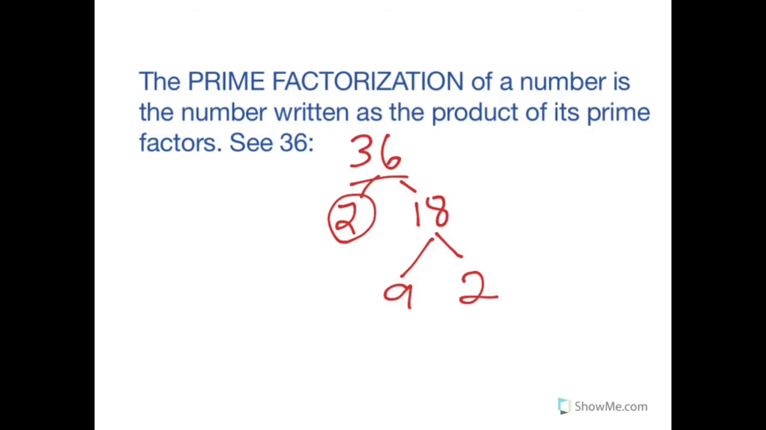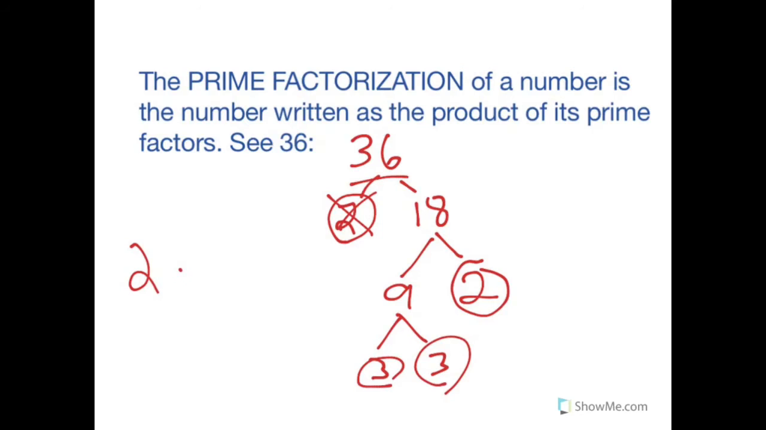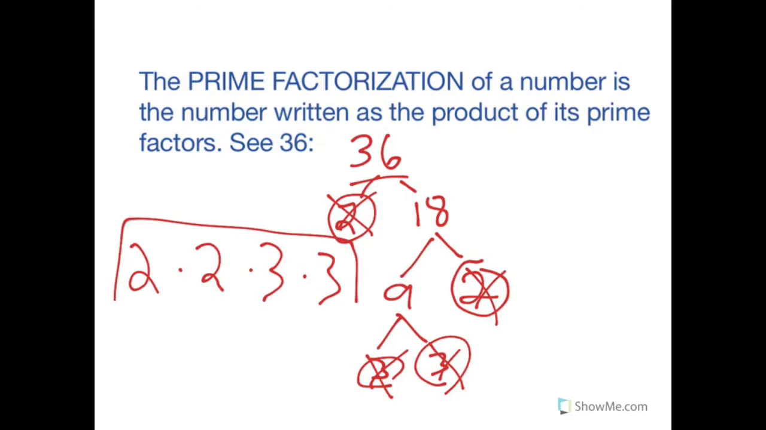Okay. 9 is not a prime number. I'm not going to circle it, but 2 is a prime number, so I'm going to circle that. And 9 I'm going to break down, and we know 3 times 3 is 9. 3 is a prime number, so I'm circling both of those. So again, 2 times 2 times 3 times 3. All the prime numbers in my factor tree. That is the prime factorization of 36.